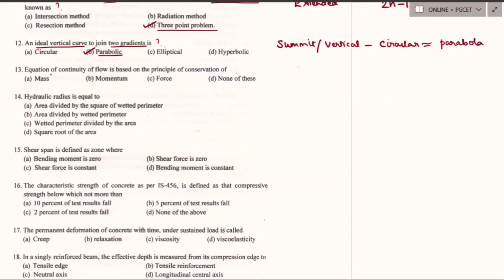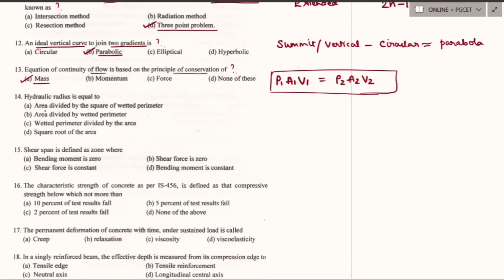Question number 30. Equation of continuity of the flow is based on the principle of conservation of. Continuity equation is based on the principle of conservation of mass. Option A is the right answer. Thus, for a fluid flowing through pipe at all cross sections, the quantity of the fluid flowing per second is constant. That is, rho 1 A1 V1 is equal to rho 2 A2 V2. So option A is the right answer.